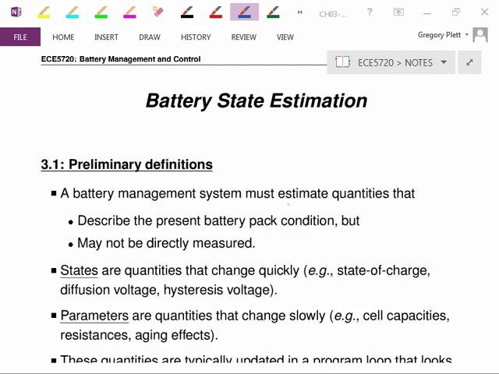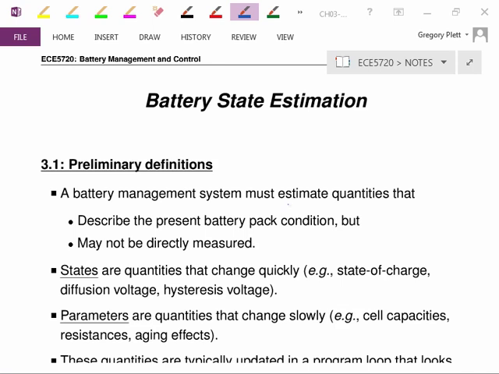We begin this third chapter of notes that describes the battery state estimation. So let's think about that a little bit. And this topic we're addressing right now is all about definitions and preparing the background to do battery state estimation.